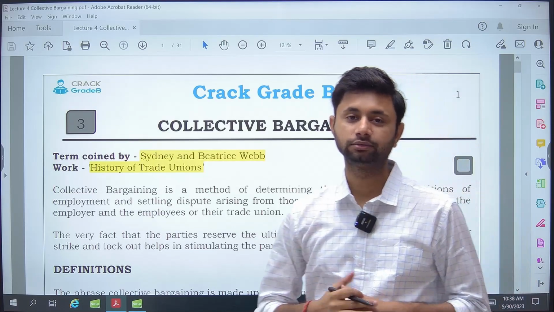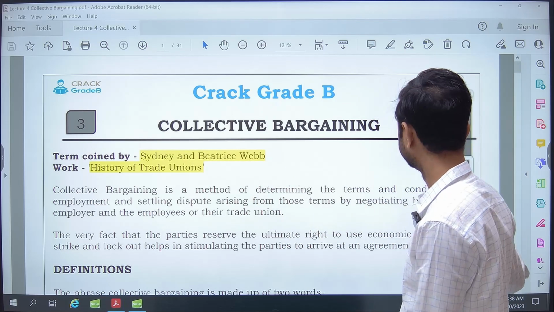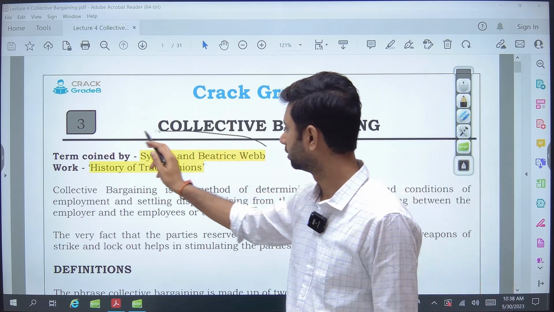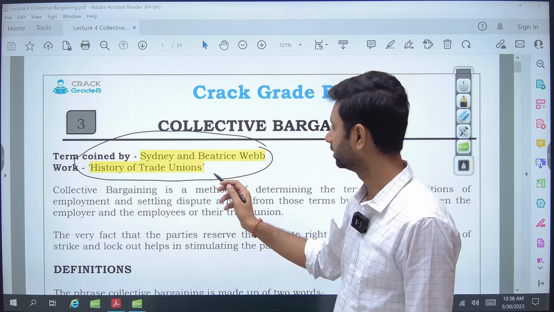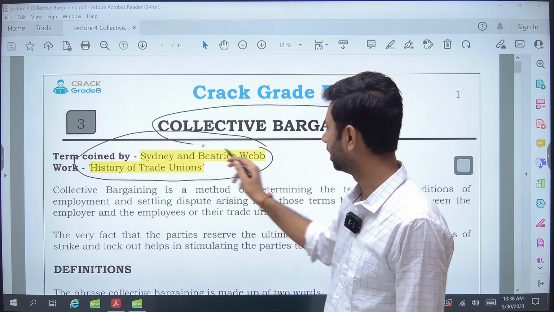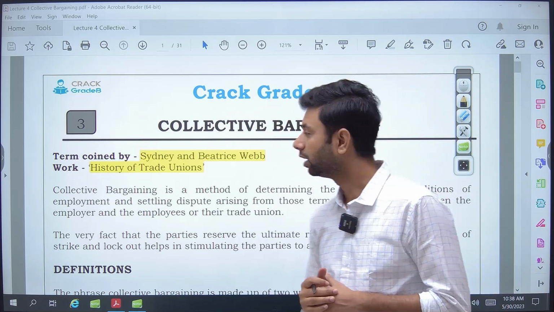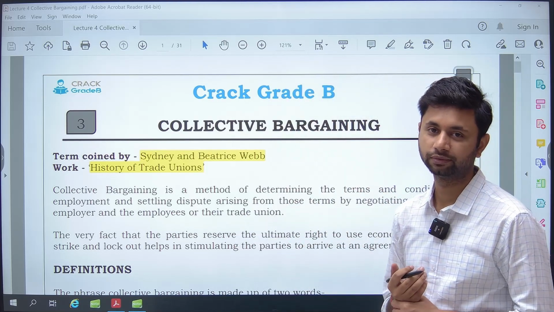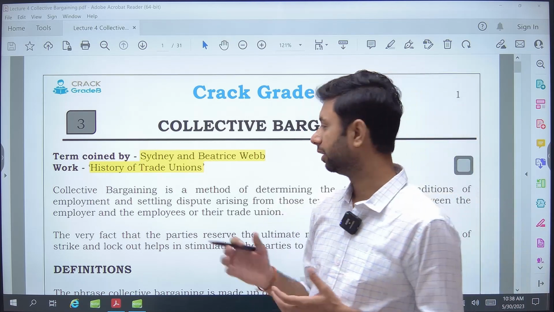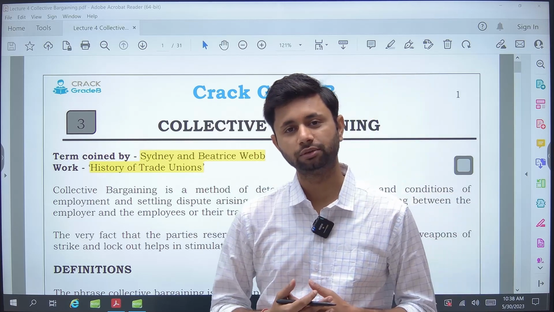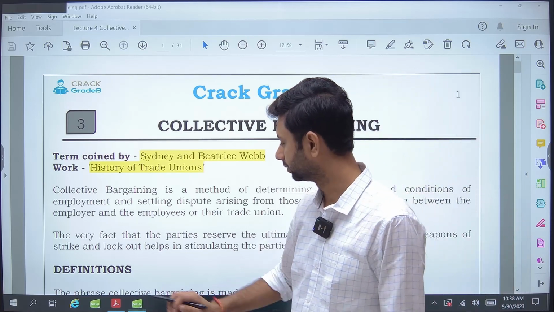So collective bargaining, the term was coined by Sidney and Beatrice Webb. Okay. Their work was History of Trade Unions. In this, they coined the term collective bargaining. Now, what do we mean by collective bargaining? As you can see from the word itself, collective means there is something that should be of collective interests, and bargaining, there is a negotiation involved to get something. Okay. So let's understand what we mean by the term collective bargaining.